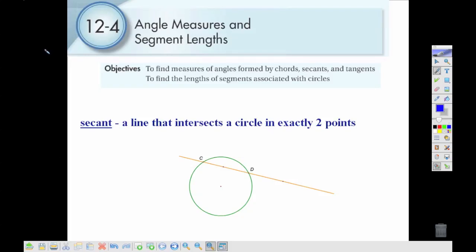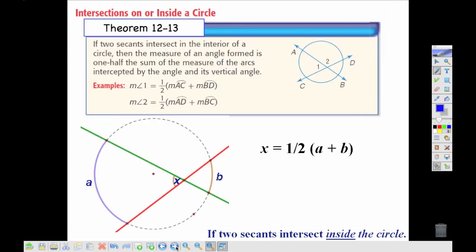In section 4, we'll be looking at segments and angle measures that happen when we have secant lines crossing inside or outside of a circle. So a secant line is any line that's crossing through a circle in exactly two places. So it'll always go inside the circle. Now, if we're looking at intersections inside the circle, first thing we'll look at are the angle measures.